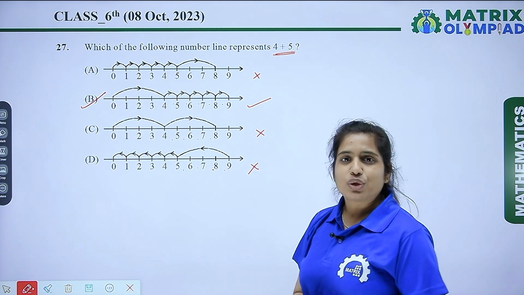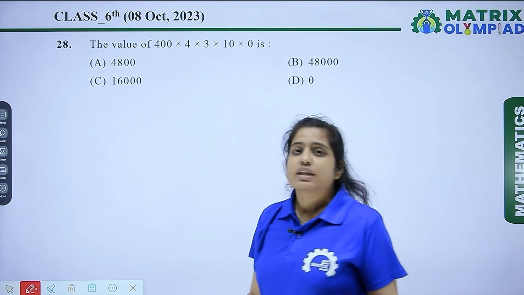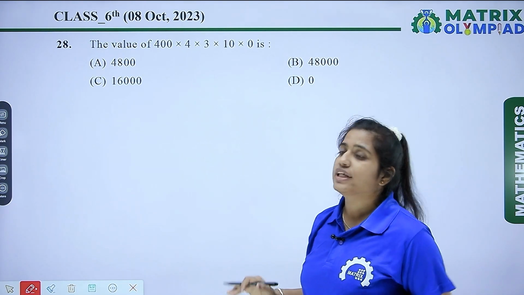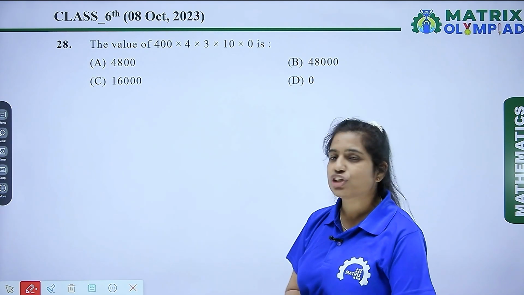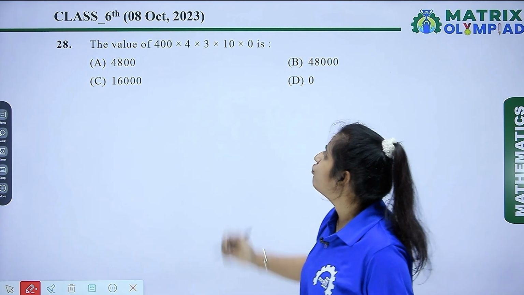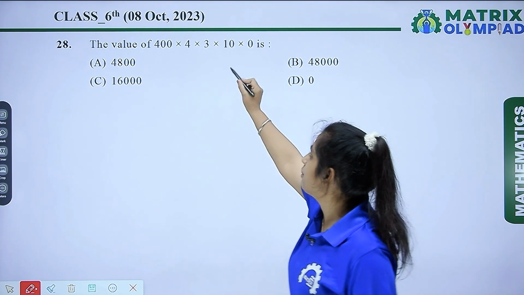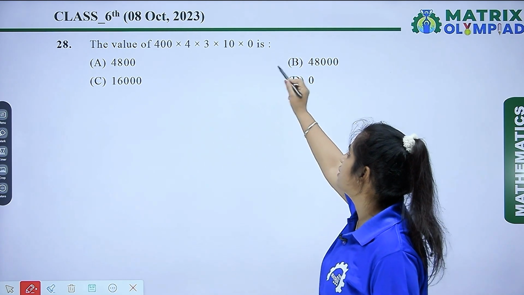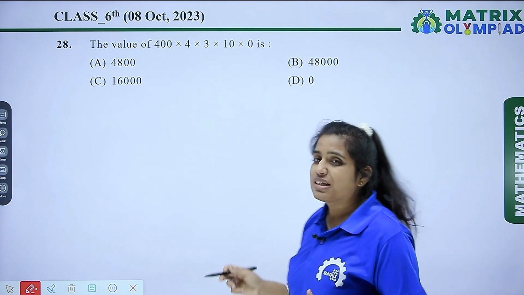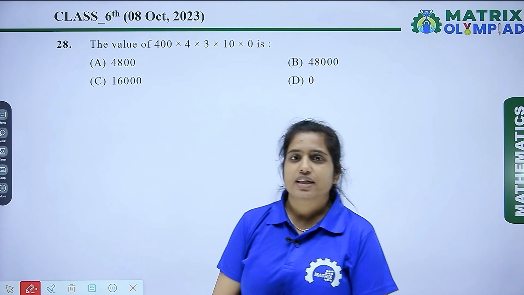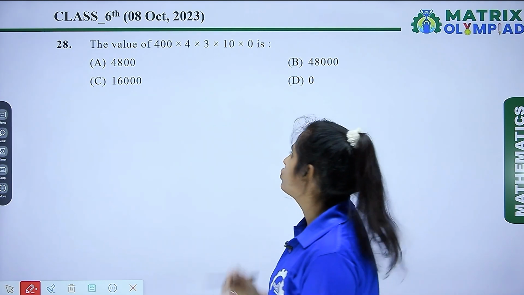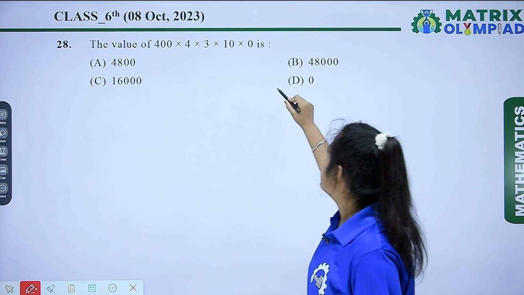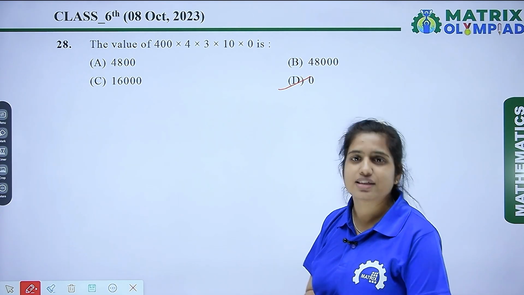Now let's move on to the next question. The next question is the easiest one. The 28th question: the value of 400 multiplied by 4 multiplied by 3 multiplied by 10 multiplied by 0 is. किसी भी नंबर को अगर हम 0 से मल्टीप्लाई करेंगे तो we get the answer 0. So here the correct answer is D, that is 0.